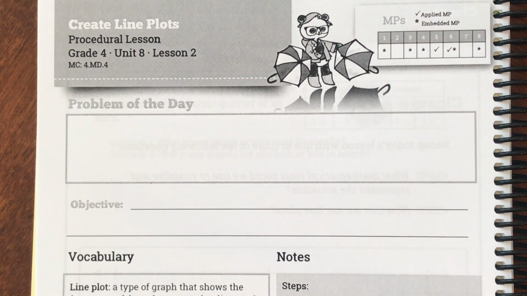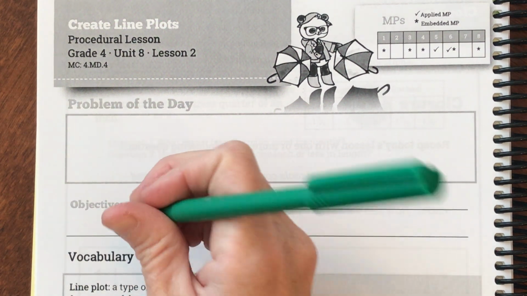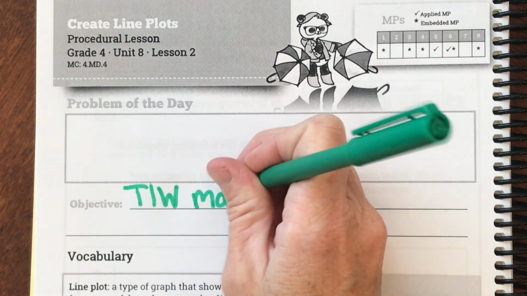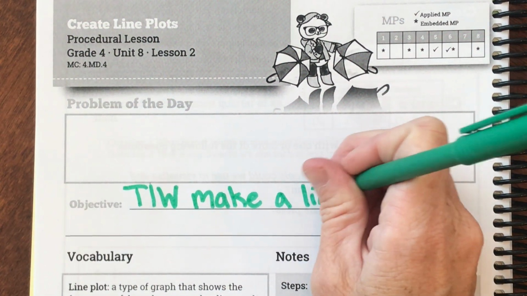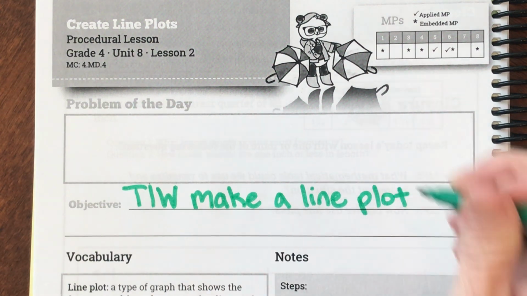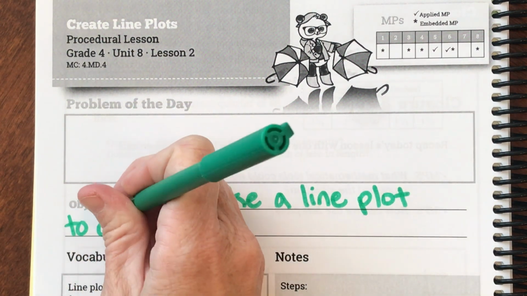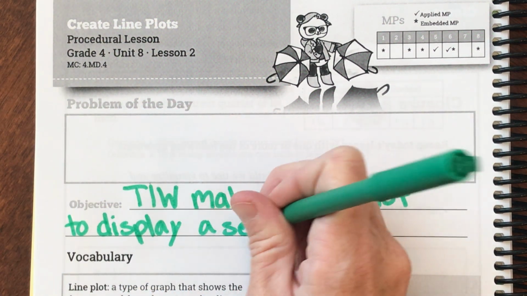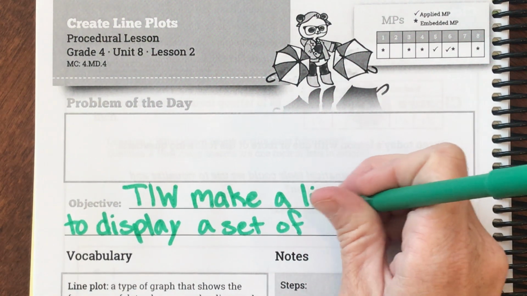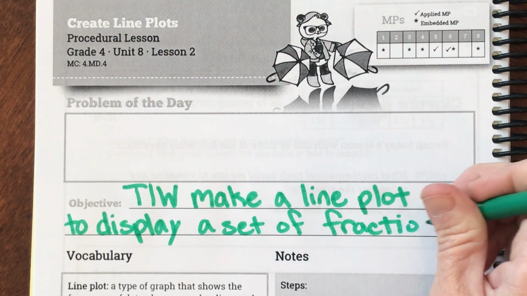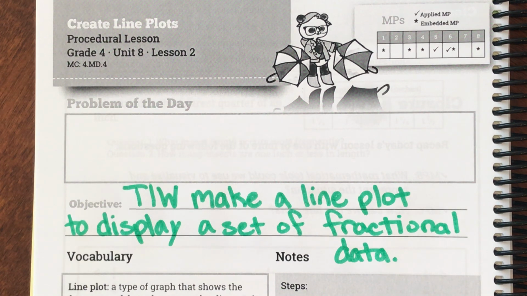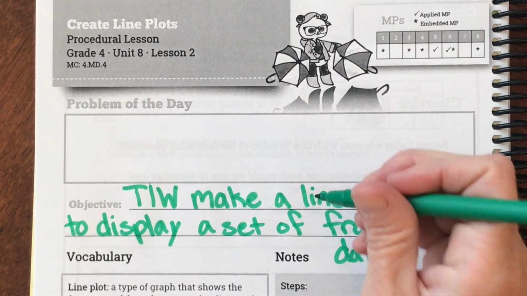We're on page 5, and our objective today is: today I will make a line plot to display a set of fractional data. Okay, so today I will make a line plot to display a set of fractional data, or data. You could pronounce it either way.